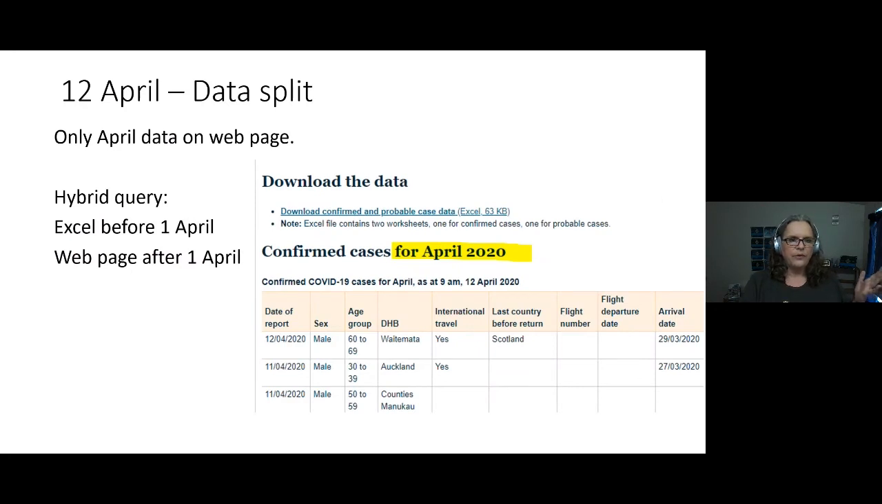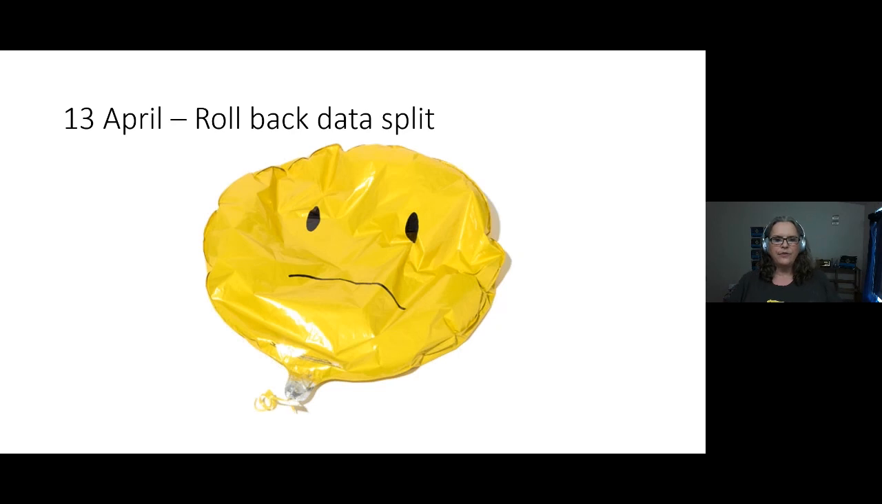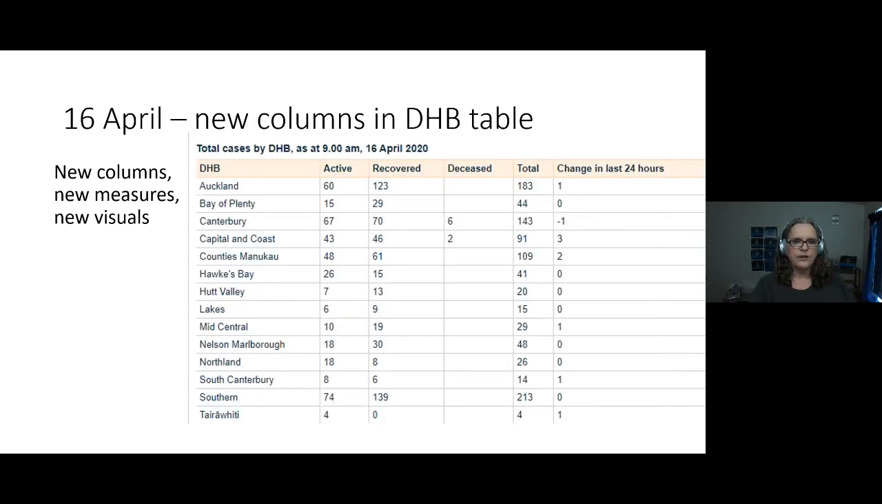And on one day in April, they actually split and they only showed the confirmed cases for April on the website, and everything that was before April I could get from the Excel spreadsheets. So I thought, well, why don't I do a combined query and use the static data for March and earlier and the dynamic data from the web page. And I did that. But on the next day, I found that there were data inconsistencies. They still changed March data during April, and I rolled back to using the Excel spreadsheet.